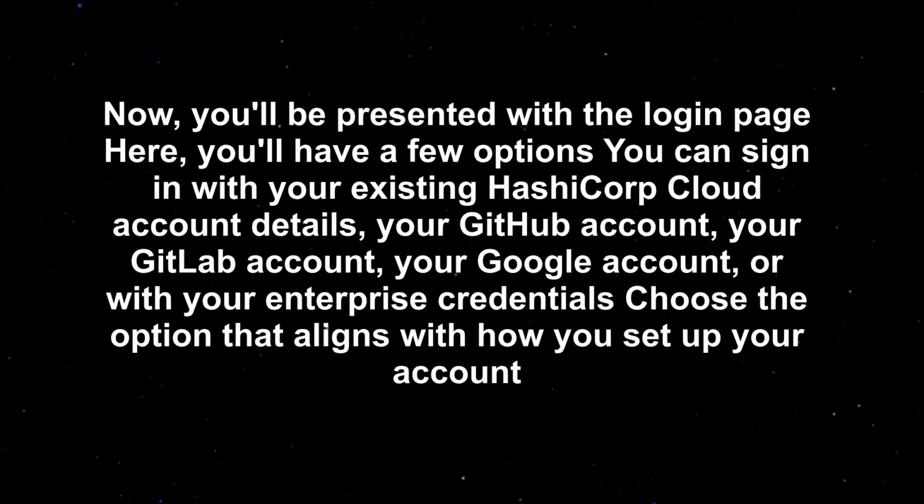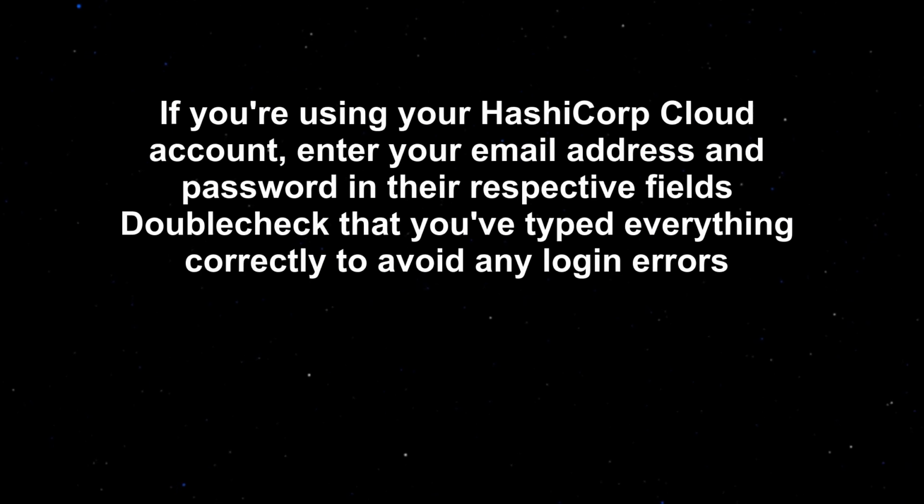You can sign in with your existing HashiCorp Cloud account details, your GitHub account, your GitLab account, your Google account, or with your enterprise credentials. Choose the option that aligns with how you set up your account. If you're using your HashiCorp Cloud account, enter your email address and password in their respective fields. Double check that you've typed everything correctly to avoid any login errors.